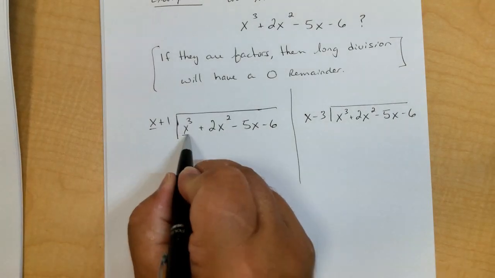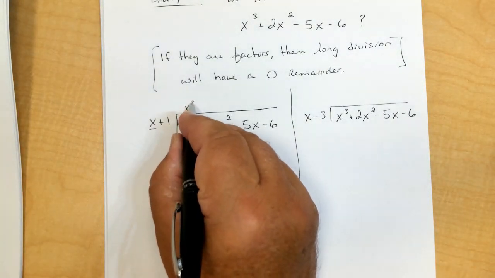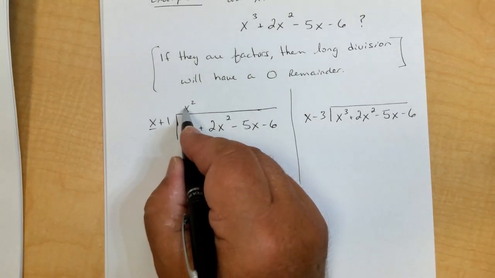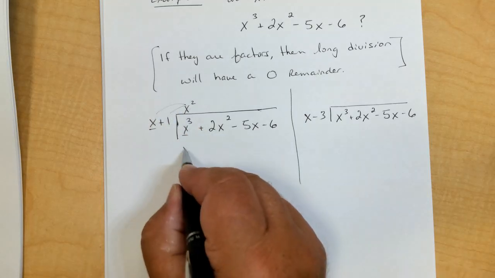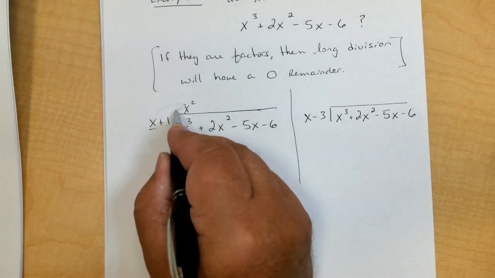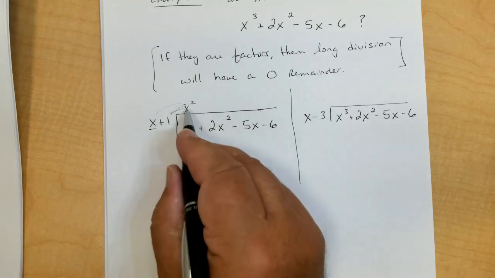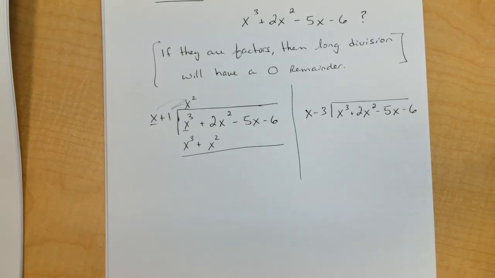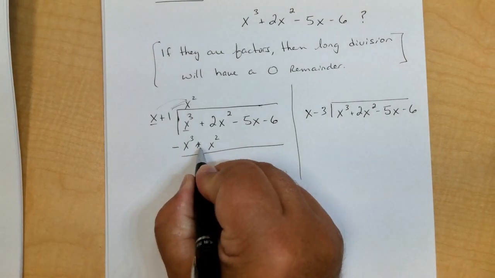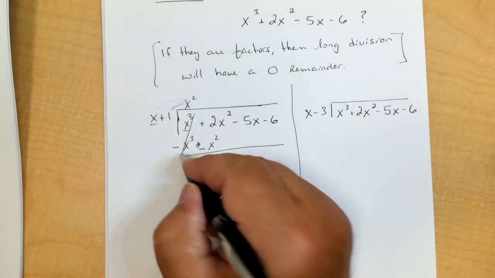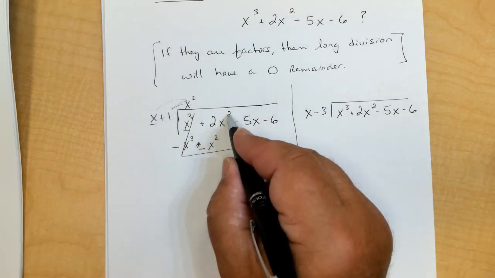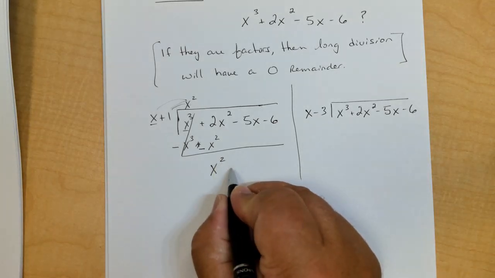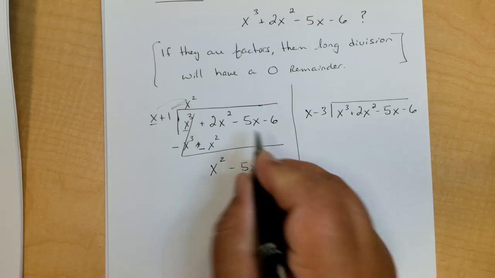What times x gives me x cubed? Take this and multiply both of those. X squared times x is x cubed. Positive, positive is positive. X squared times 1 is x squared. Change the signs and add. X cubed minus x cubed cancel. 2x squared minus x squared is 1x squared. Bring it down.